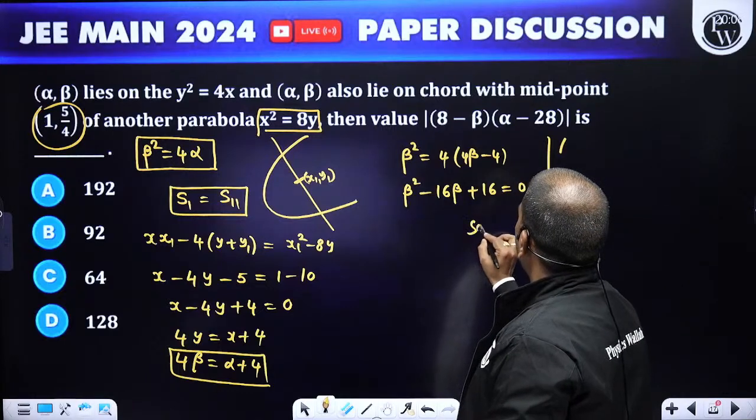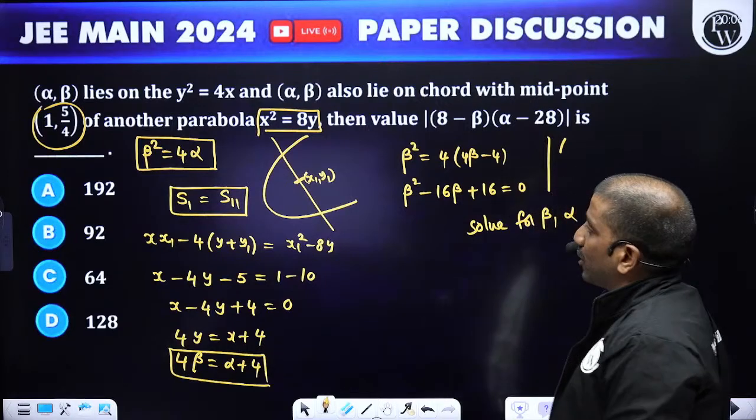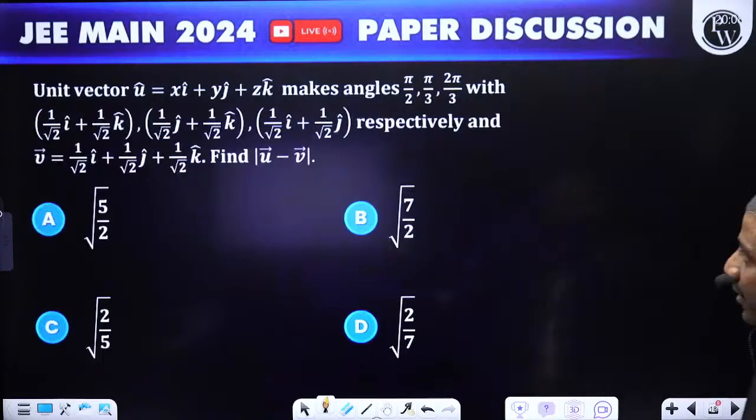Solve for y, solve for beta and alpha and substitute. Okay. So maybe somewhere that went wrong.